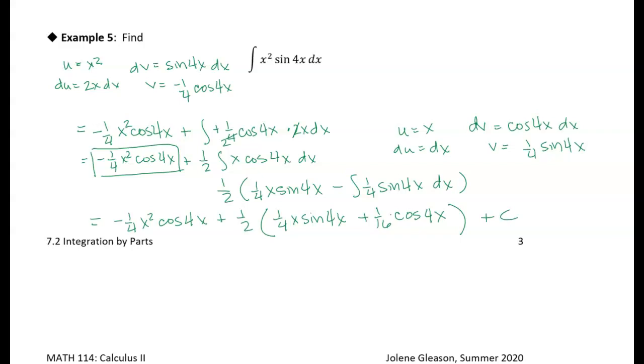Now I could probably clean that up a little more. I could distribute the 1/2. There's a bunch of fractions here, but this is good enough. If I don't have to, I won't. I don't want to do more work than I have to. So there you go, there's the integral. And in this case, we had to apply integration by parts twice.